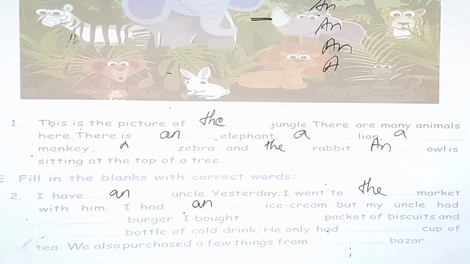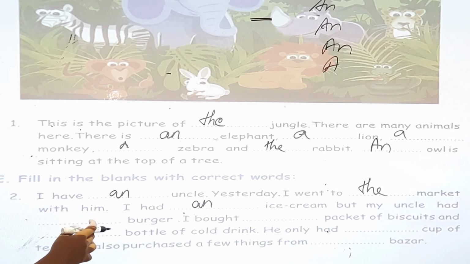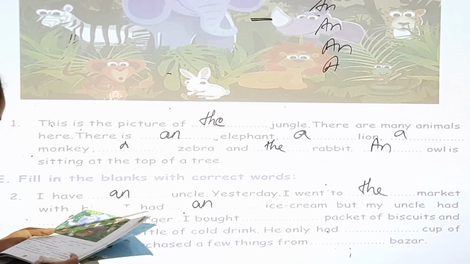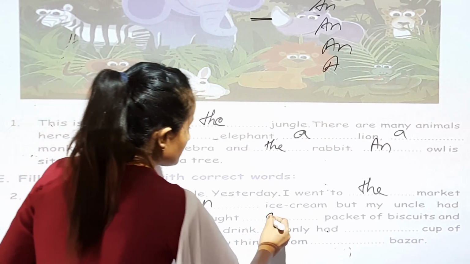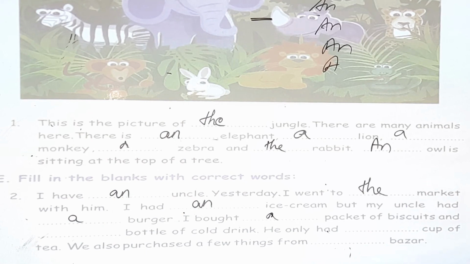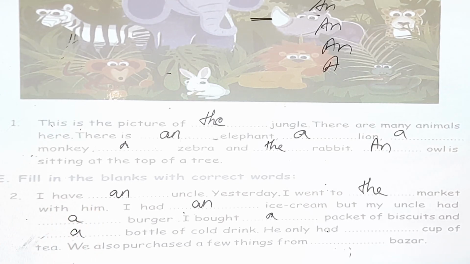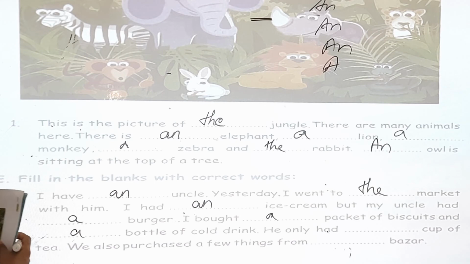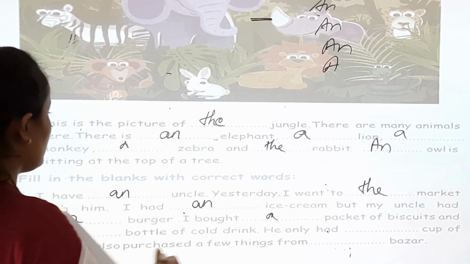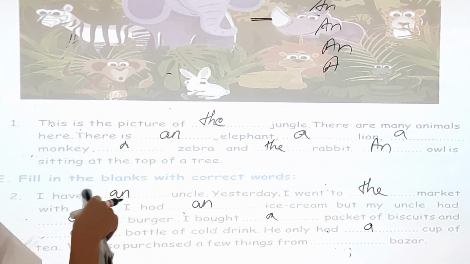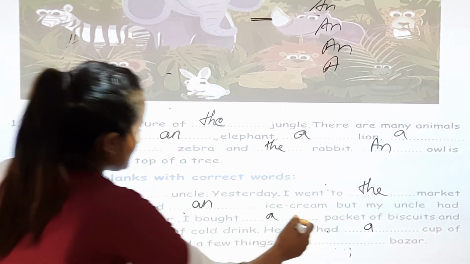But my uncle had dash burger. B is a consonant word, so what do we have to use? A burger. I bought a packet of biscuits and a bottle, and the bottle of cold drink. He only had dash cup of tea. So he only had a cup of tea. We also purchased a few things from the bazaar.